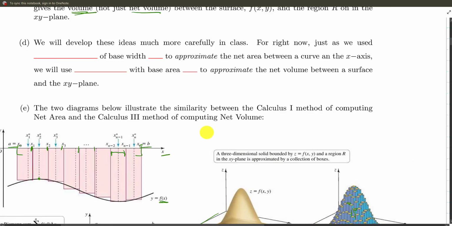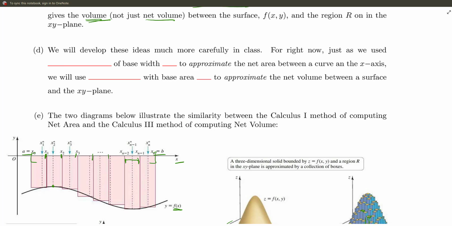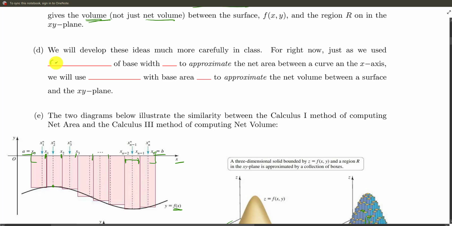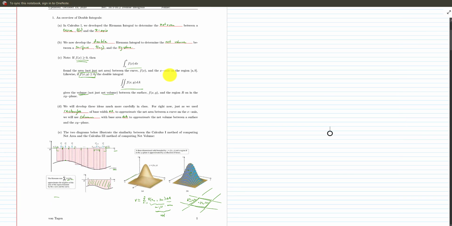So let's just finish this out here. What I just said was essentially this. In class, we'll be more careful with this, but for right now, just as in Calc 1 we used rectangles, all of a common base width delta x, to approximate the net area between the curve and the x-axis, we're going to use columns with base area, which we'll denote by delta A, to approximate the net volume between the surface and the xy plane. So I'll see you in the next video as we actually start looking at putting this into practice.